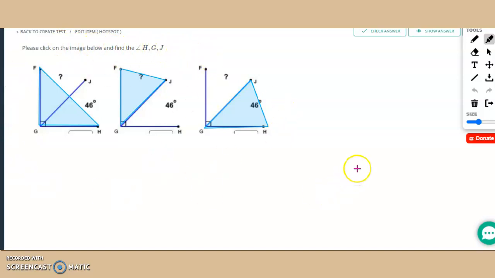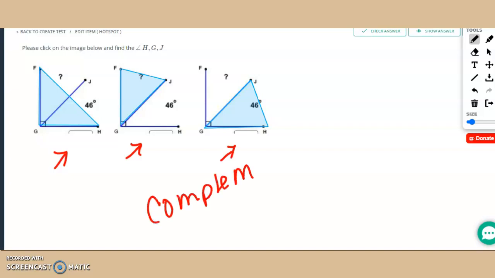So we have to identify first, complementary angles. Complementary means that we have a 90-degree angle that's been cut. Okay, so these are all complementary angles. Those are complementary. So they equal 90 degrees, or they're a right angle, but they've been cut.